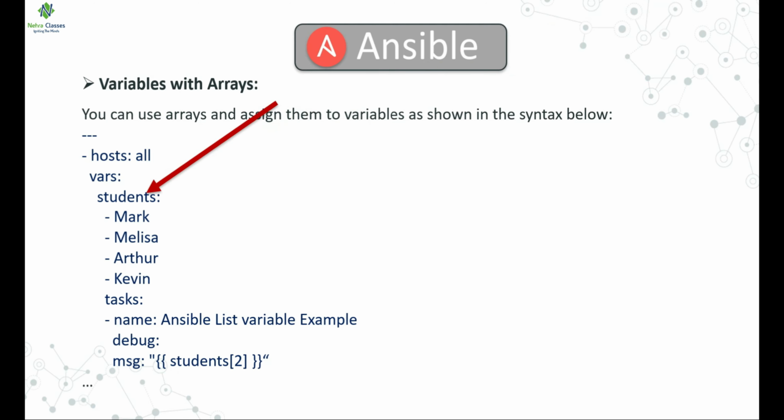So here also the variable name is students, and we are calling this variable in the message command, and there we can use arrays. We can define the student number there. Suppose we want to print Mark, we can mention 1. If we want to print Kevin, we can mention there 4. So the array is used with the variables in this playbook. Now let me show you the execution of this on the terminal.